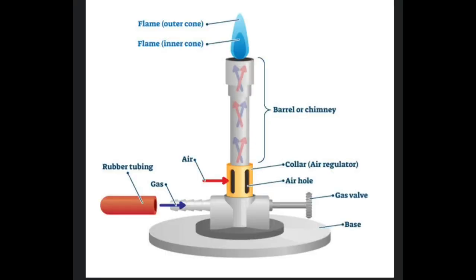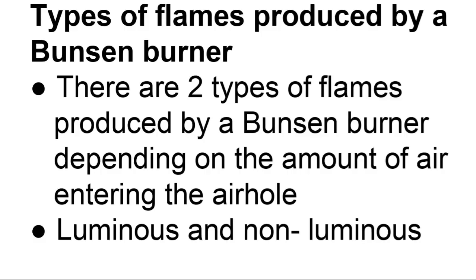We introduced the Bunsen burner in that lesson, and we talked about some different parts of the Bunsen burner, including the main parts. And today, I want us to talk about the types of flames produced by a Bunsen burner. There are two types of flames produced by the Bunsen burner, depending on the amount of air entering the air hole. The two types of flames are the luminous and the non-luminous flames.